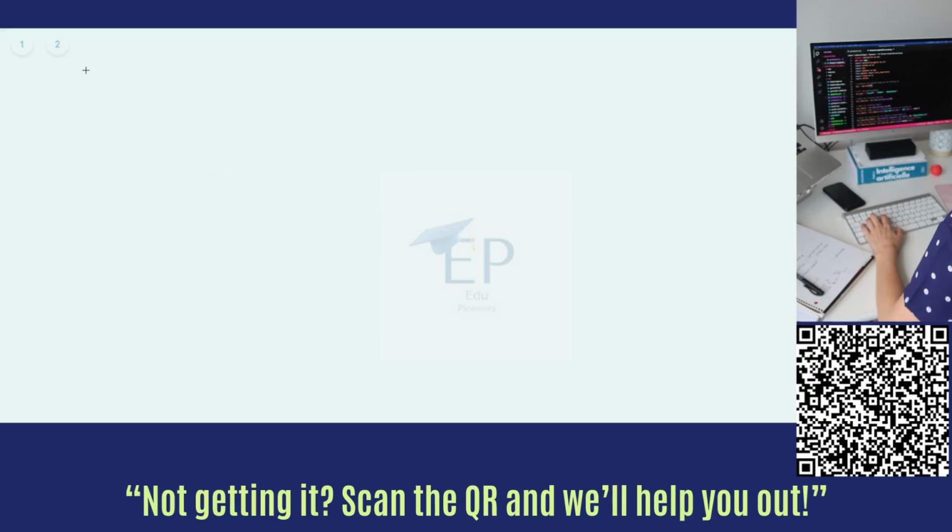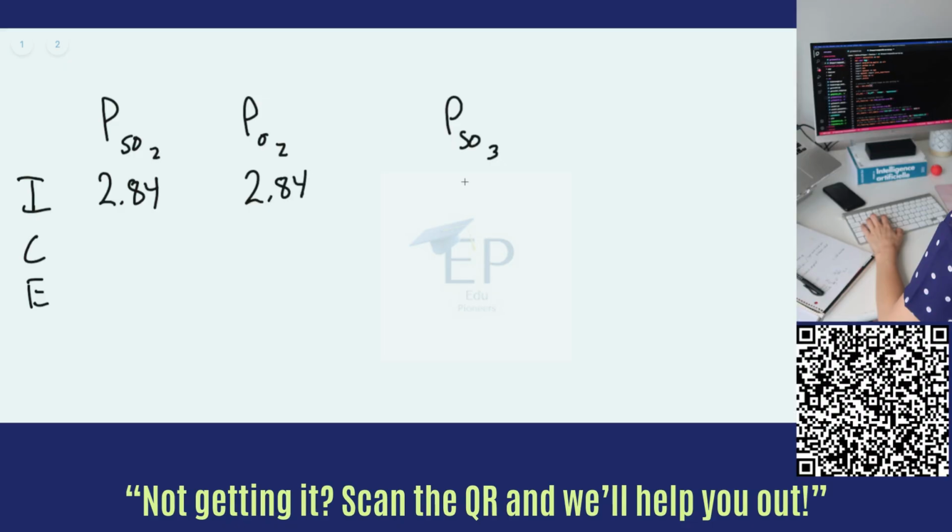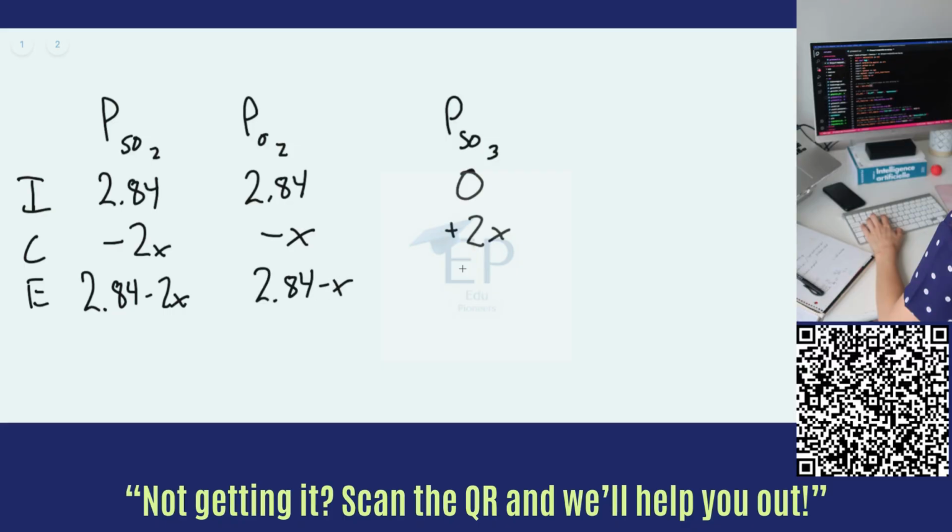So now we can move into an ice table, initial change equilibrium. So we have the P of SO2, the P of O2, and the P of SO3. And so here we have 2.84, here we have 2.84, and here we have 0. We are losing 2x of this, losing x of this, and gaining 2x of this. And that is due to our molar ratios. And so we end up with equilibrium concentrations as follows: 2.84 minus 2x, 2.84 minus x, and 2x.